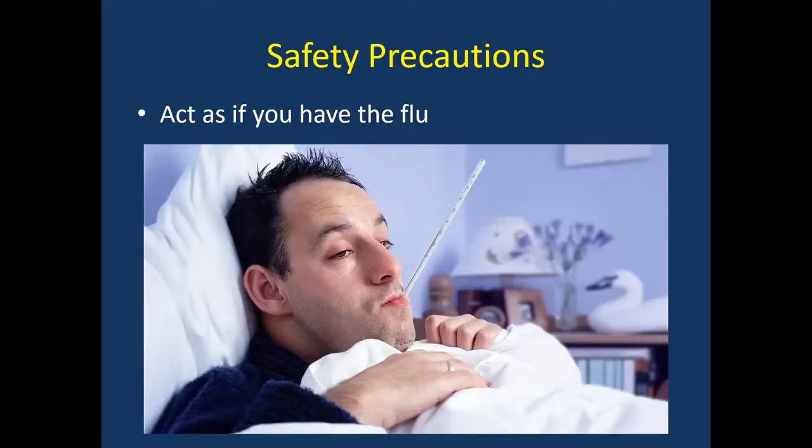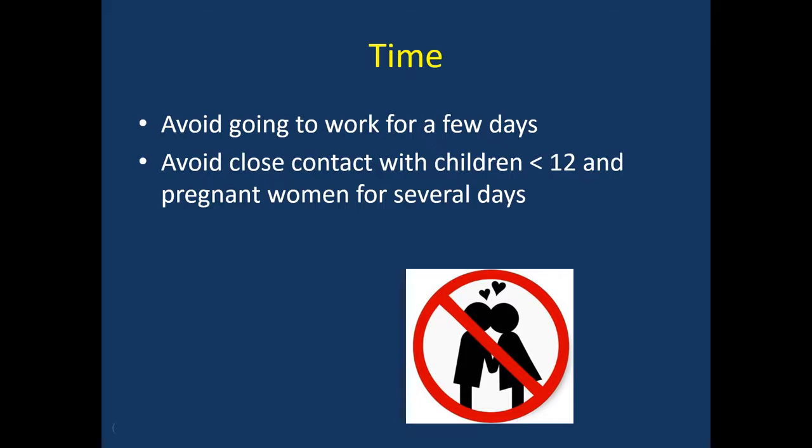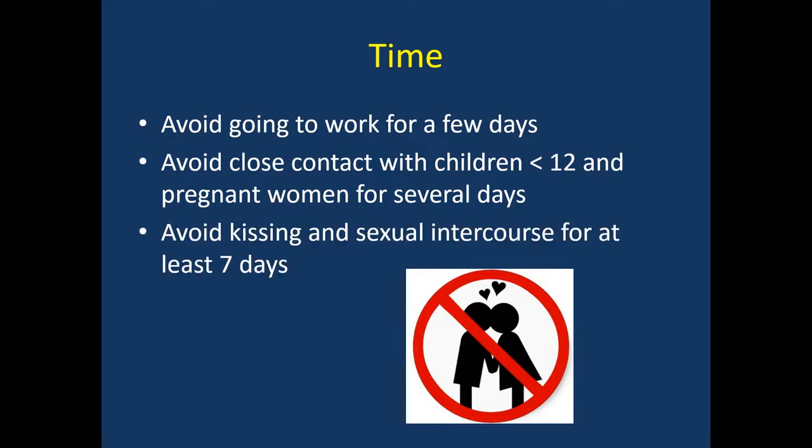A good rule of thumb is to act as if you have the flu. The less time you spend around others, the less radiation they will receive. Avoid spending more than a few minutes near other adults within 4 feet. Your doctor will recommend staying home from work for a few days depending on the type of work you do and the dose given. Avoid prolonged close contact with children under 12 and pregnant women for at least several days. Avoid kissing and sexual intercourse for at least 7 days.